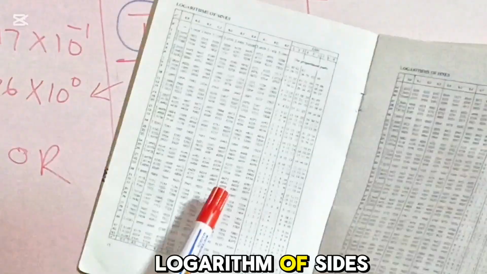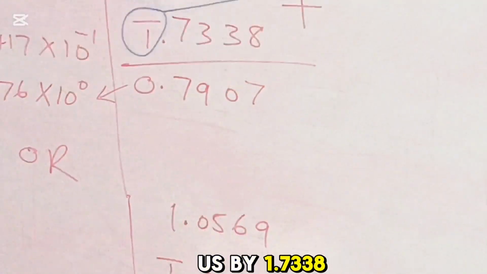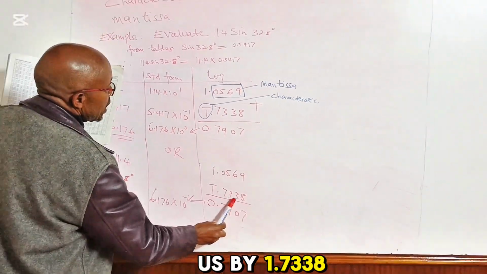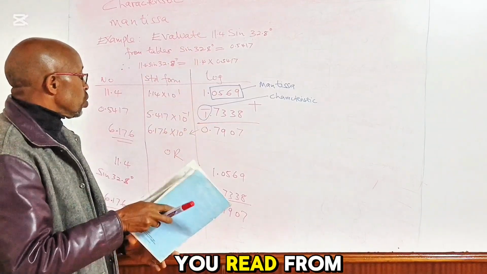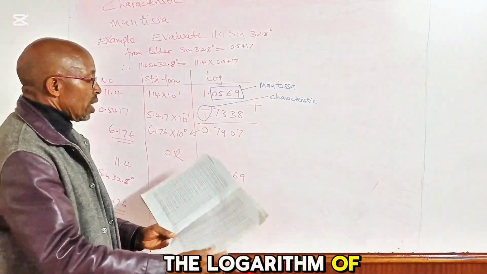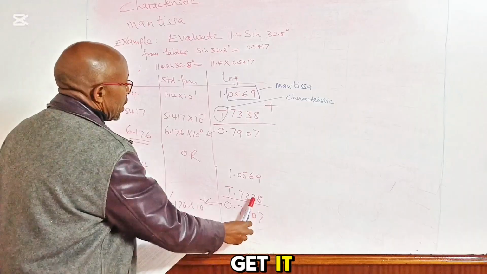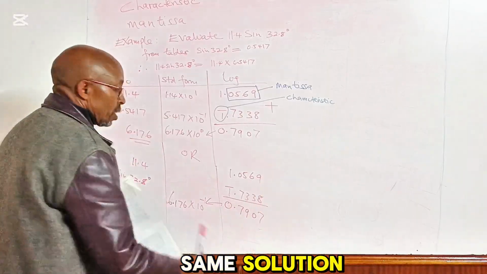You can read directly from the logarithm of sines, and it will give us 1.7338. Instead of going through the long process, you go directly, you read from the logarithm of sines, and you get it. Then you add, you get the same solution.